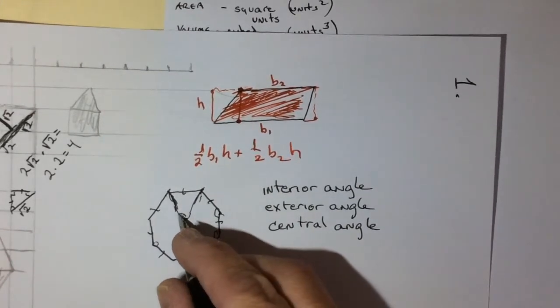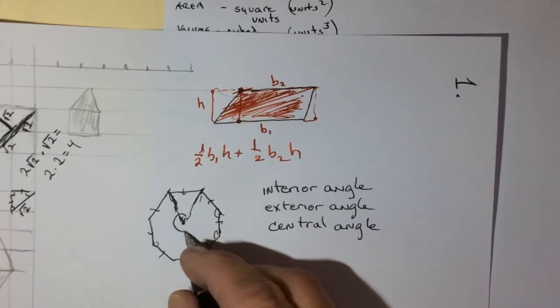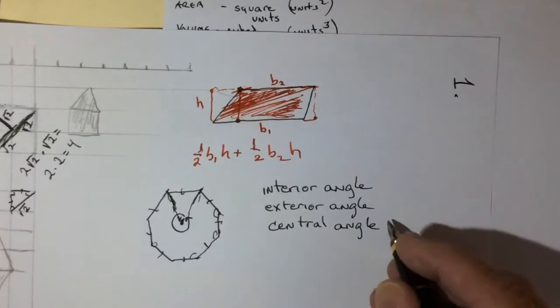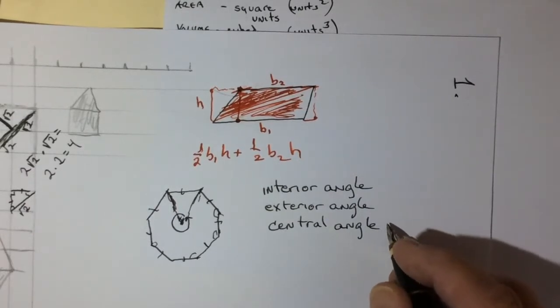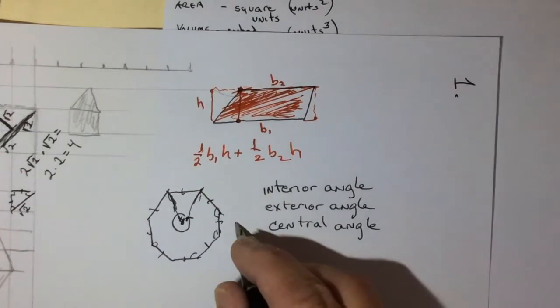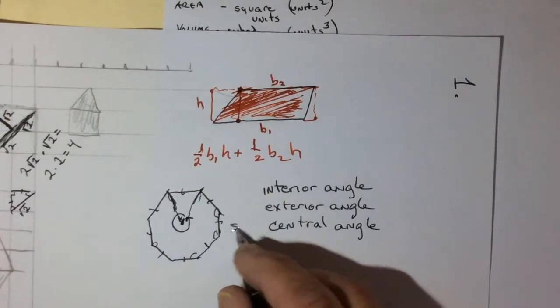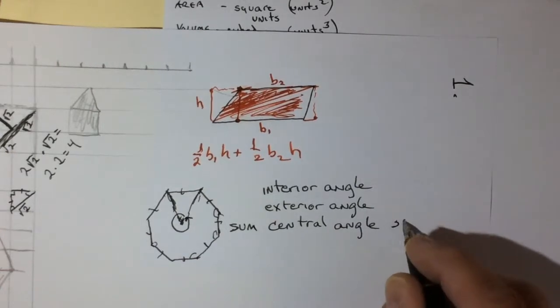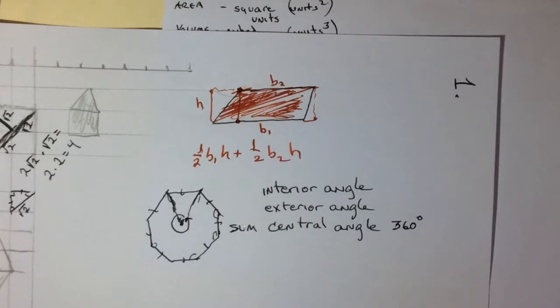The thing about central angles is they always make a total circle. They always add up to 360 degrees, right? The sum of the central angles is 360 degrees. Well, that makes it fairly easy if I'm looking at something like this.